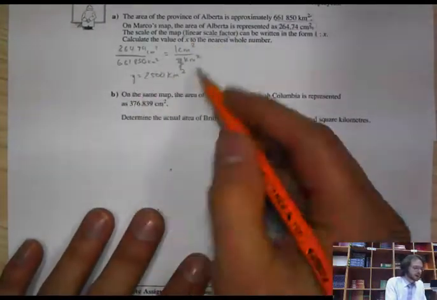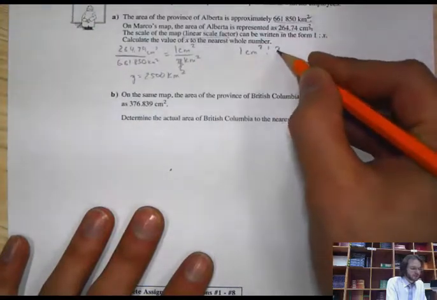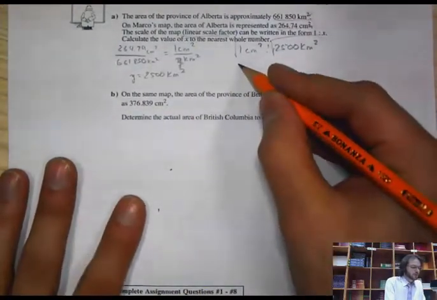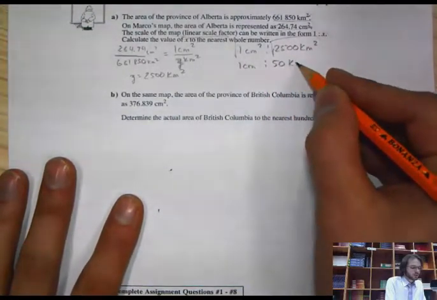Now here's my problem. This is area, right? This one here is area. And this is now a ratio, not a rate. Okay? So this is my area. So we have 1 centimeter squared is the same as 2,500 kilometers squared. So I want to get rid of that. And how do I get this into linear? Because we want it in linear, we have to square root both. Square root, square root. So I get 1 centimeter is the same as 50 kilometers.